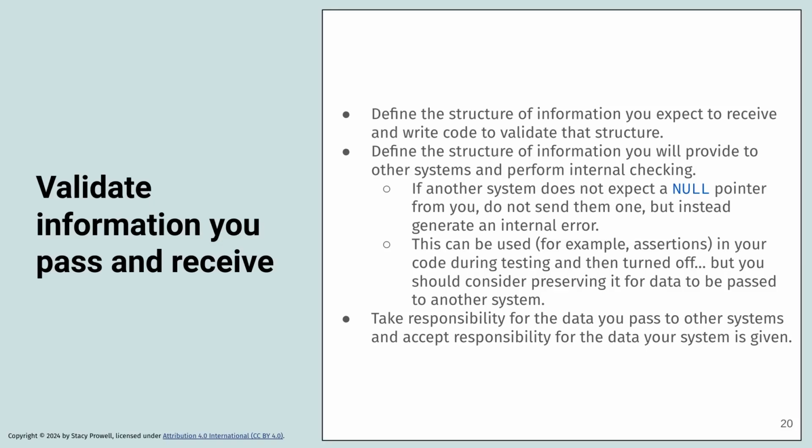Define the structure of information you expect to receive and write code to validate that structure. Right? That's basically input sanitization. You're going to take something in from a user. You're going to pass it around in the system. Make sure that nowhere along that path is something automatically interpreting it and then executing stuff based on it. Okay? So do all that checking. Take responsibility for the data you pass to other systems and accept responsibility for the data your system is given.